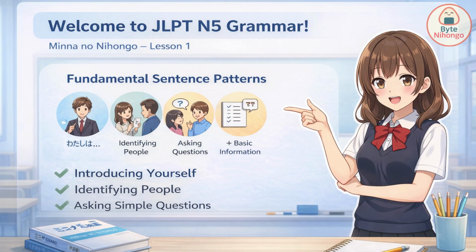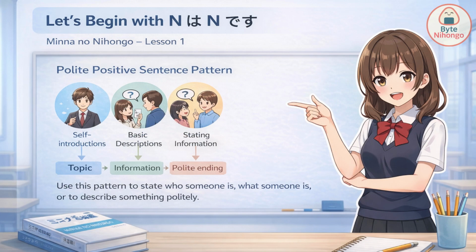In this lesson, we are going to study the most fundamental sentence patterns in Japanese. These patterns are used when introducing yourself, identifying people, asking simple questions, and giving basic information politely. Almost every polite sentence at the beginner level is built from these structures, so it is very important to understand them deeply and clearly. Let us begin with the first sentence pattern.